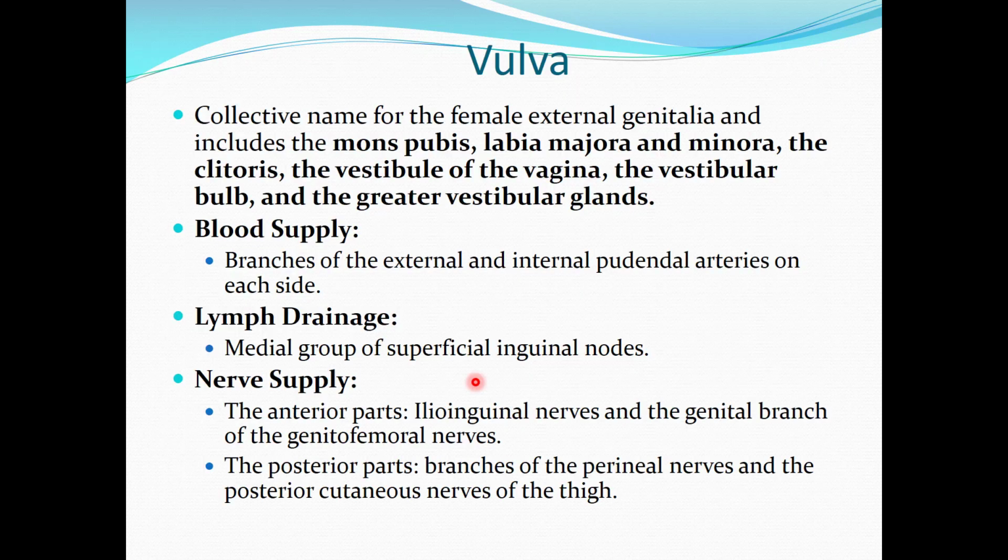Now the last subject, which is the vulva, the collective name for the female external genitalia. It includes the mons pubis, labia majora and minora, the clitoris, the vestibule of the vagina, the vestibular bulb and the greater vestibular glands. The blood supply is from the branches of the external and internal pudendal arteries on each side. Lymph drainage is to the medial group of the superficial inguinal lymph nodes. The anterior part of the vulva is supplied by the ilioinguinal nerve and the genital branch of the genitofemoral nerve, and the posterior part is supplied by the perineal nerves and the posterior cutaneous nerve of the thigh.